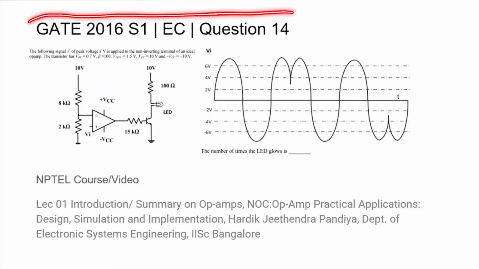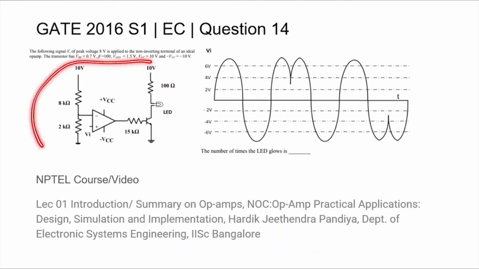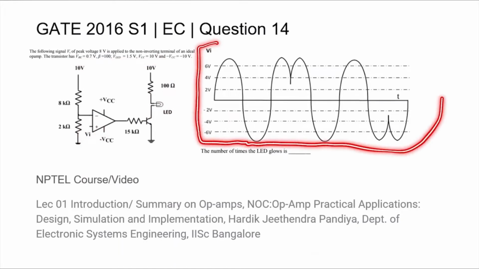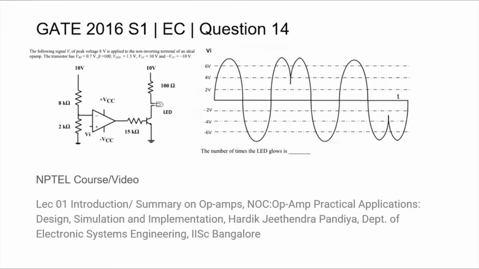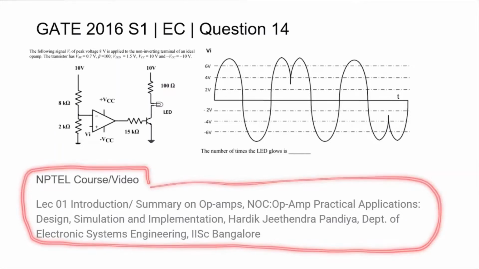This is question 14 from the GATE 2016 session 3 EC paper, where we are given this op-amp circuit with input Vi and output as an LED, and this waveform for Vi, and are asked to find out how many times the LED glows. Underneath the question you will find the title of the NPTEL course or video relevant to this topic.